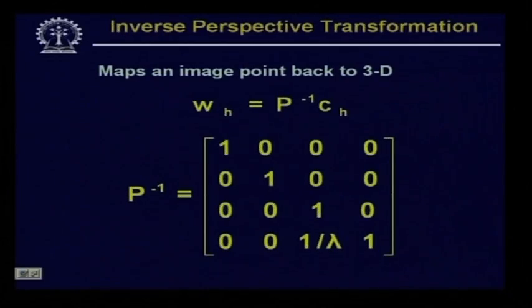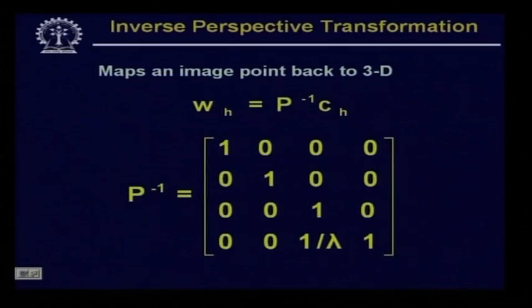As we have said, a perspective transformation maps a 3D point onto a point in the image plane. The purpose of the inverse perspective transformation is just the reverse. That is, given a point in the image plane, the inverse perspective transformation, or P inverse, tries to find out the corresponding 3D point in the 3D world. For doing that, again we make use of the homogeneous coordinate system, that is, the camera coordinate or image point C will be converted to the corresponding homogeneous form C h, and the world point W will also be obtained in the homogeneous coordinate form W h.